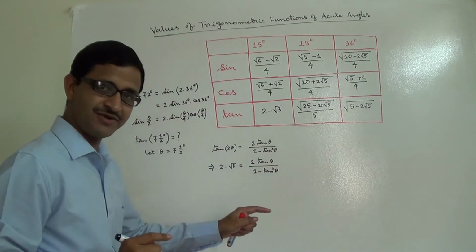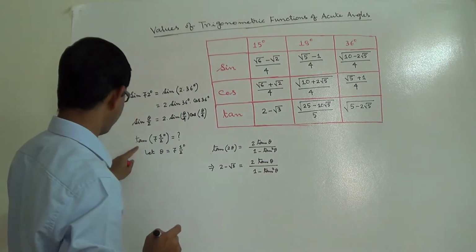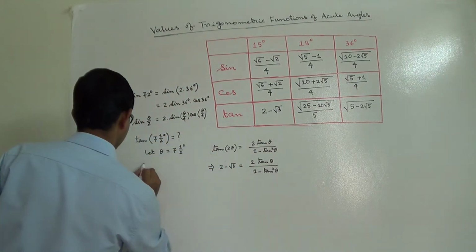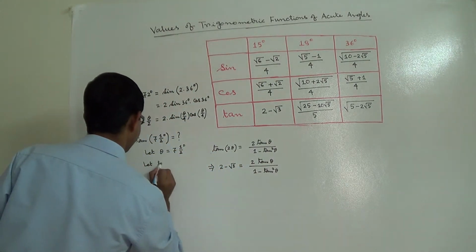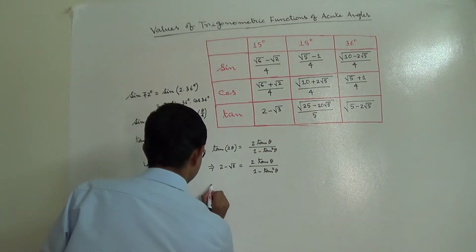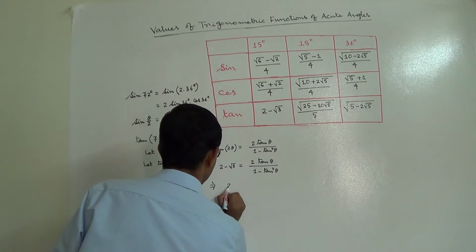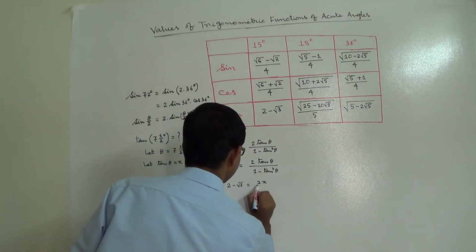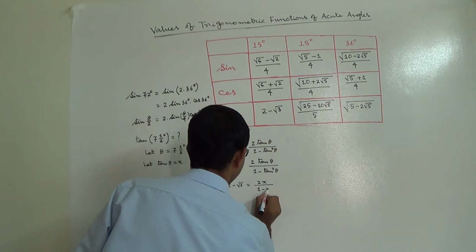And what do you need to find? You need to find the value of tan theta, right? Now let tan theta be equal to x. Then what does it imply? It implies 2 minus root 3 is equal to 2x divided by 1 minus x square.